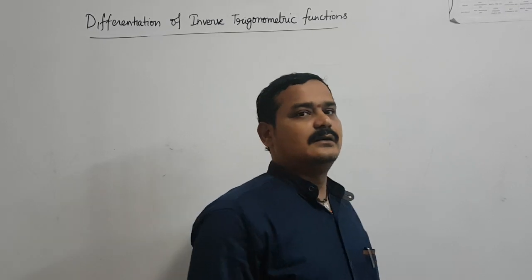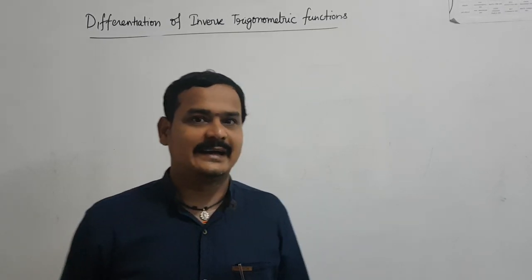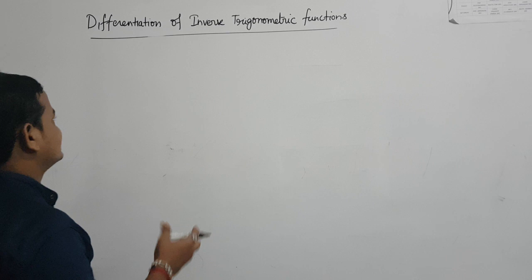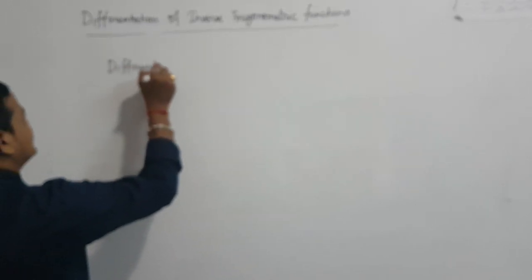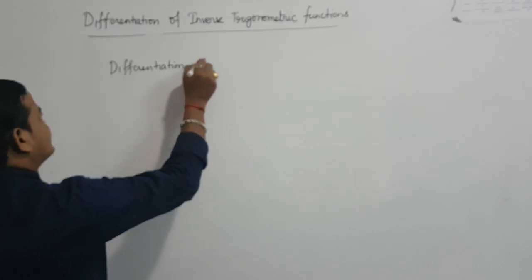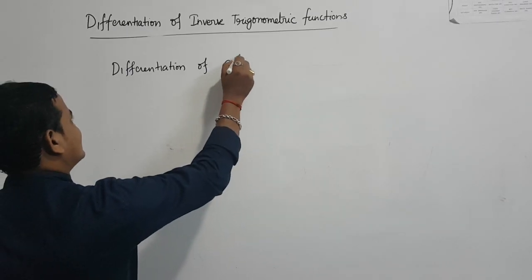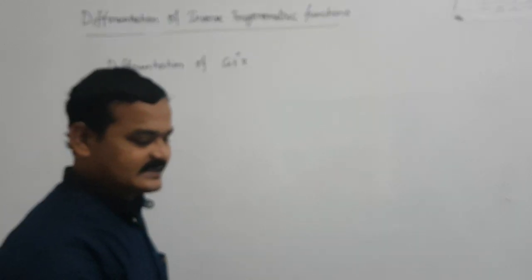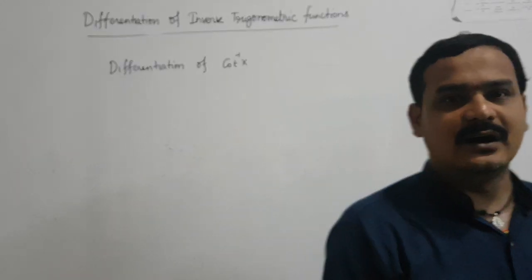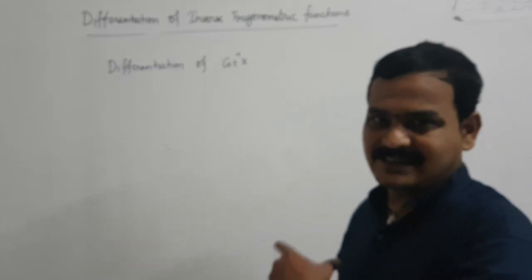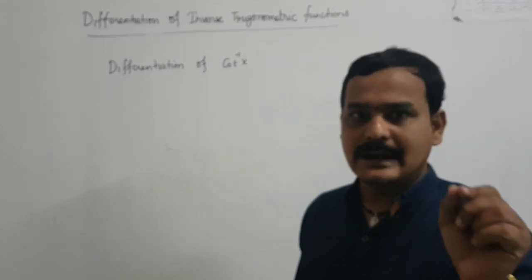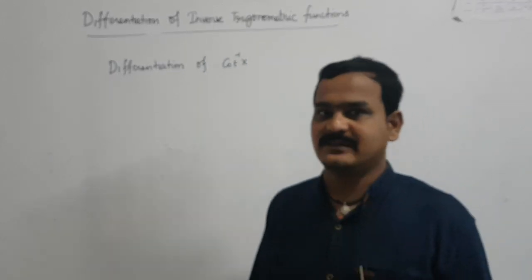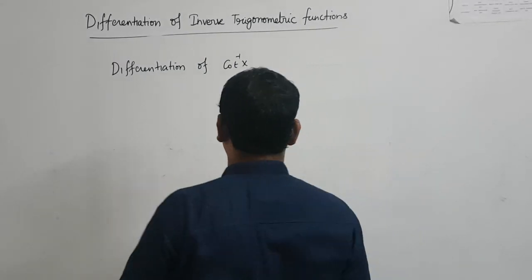Now I am going to find the derivative of another inverse trigonometric function. Now we are going to differentiate cot inverse of x. How to find the derivative of cot inverse x? Now you are going to derive it. We know that, as I wrote before, the derivative of cot inverse of x is equal to minus 1 by 1 plus x square. How did I get it? Now I will show that.